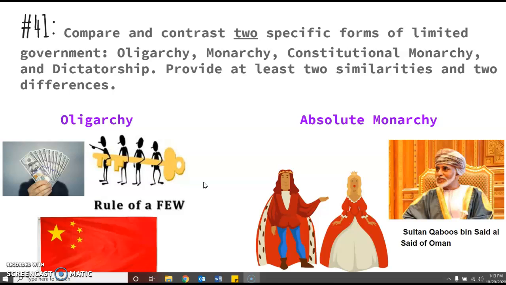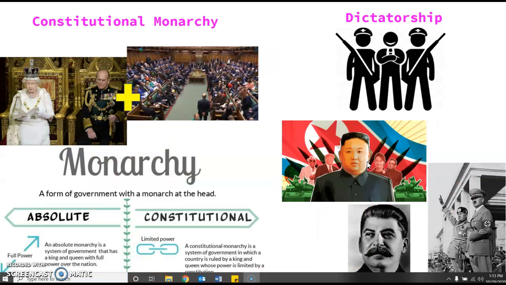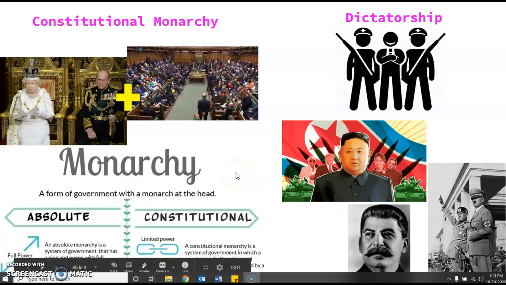An absolute monarchy is when you have a king or a queen and they have all the power that runs the government, and there's no one else other than the monarch. It doesn't have to be a king or a queen. For example, this is Oman's sultan. He's basically their king. They just call him a sultan. It could be an emperor. There's lots of different titles that could be given. A monarch is a person who rules through their entire power, and nothing else exists.